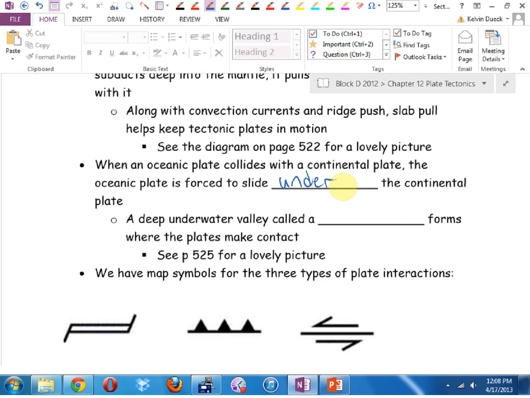That one will tend to be pushed under. It will tend to sink. So generally, when you have an oceanic plate colliding with a continental plate, the oceanic plate is going to be the one that gets forced under. The continental plate is going to be the one that gets forced above. A deep underwater valley called a trench forms where the plates make contact. And if you turn in your textbook to page 525, you can see a lovely picture of a trench.